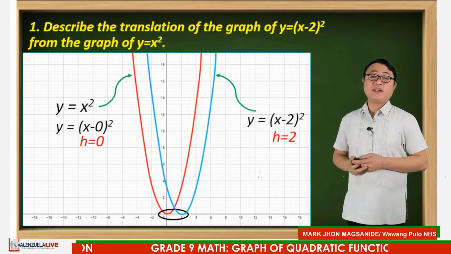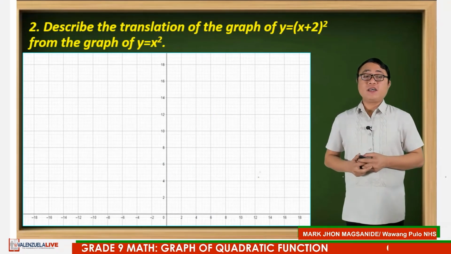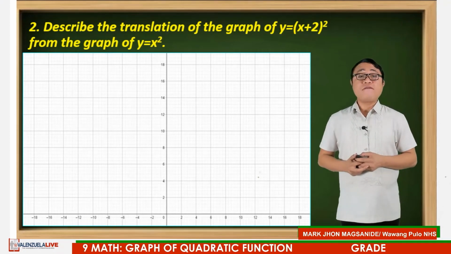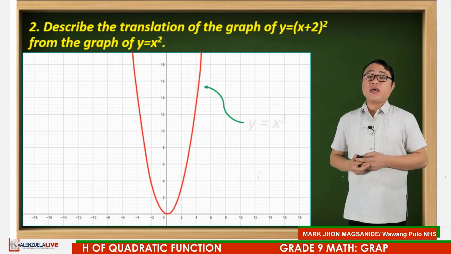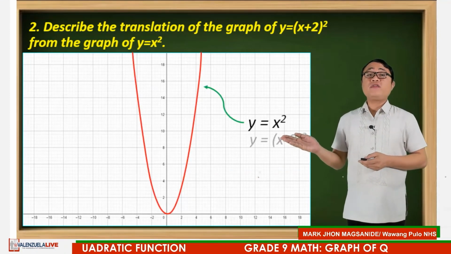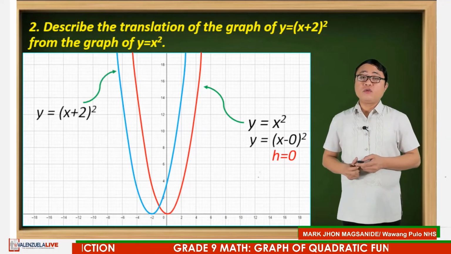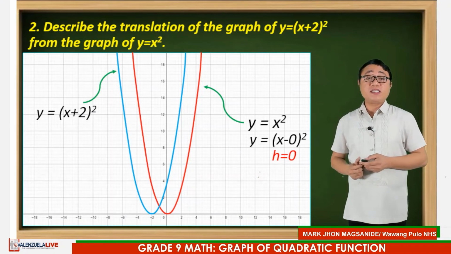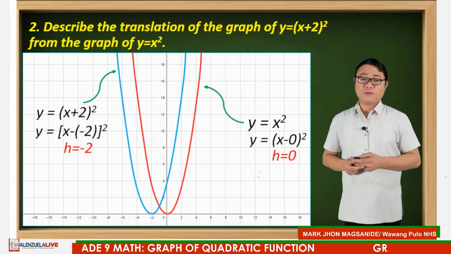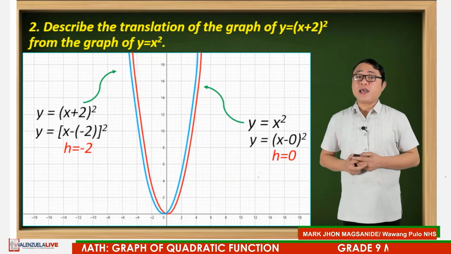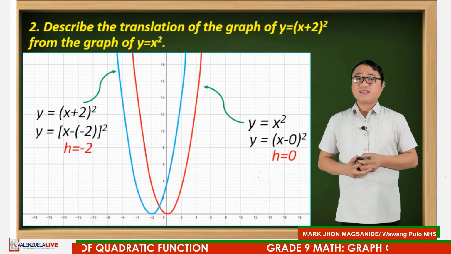Next illustration, example number 2. Describe the translation of the graph of y equals (x + 2) squared from the graph of y equals x squared. The graph of y equals x squared is this, with h equal to 0. The graph of y equals a times (x + 2) squared is given by the blue parabola, with h equal to negative 2. The graph translates 2 units to the left of y equals x squared.